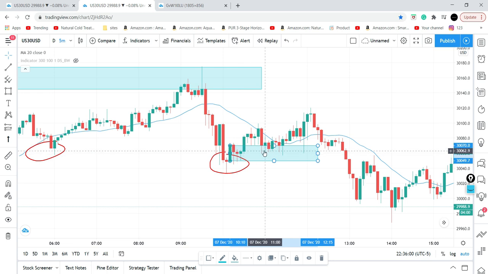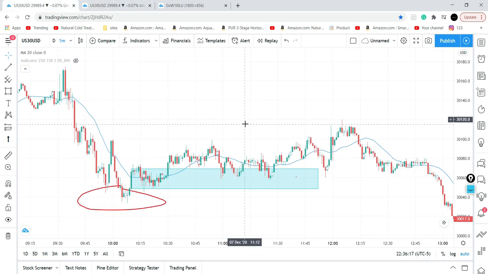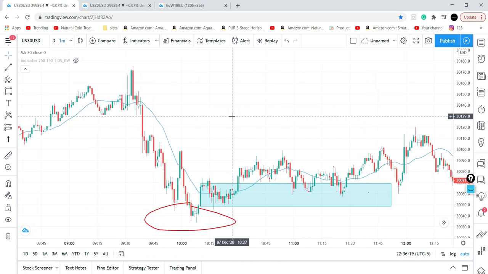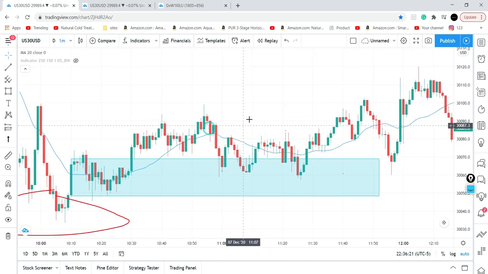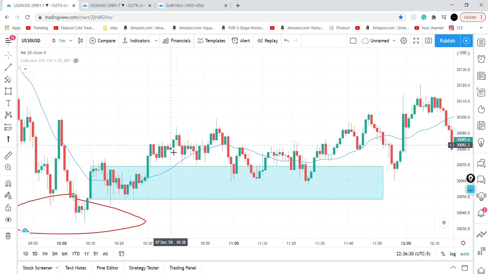So let's go to the 1-minute chart. Okay, guys, so this is the 1-minute chart right here. Now, my first trade was right here. Basically, we was bouncing off this demand area right here.